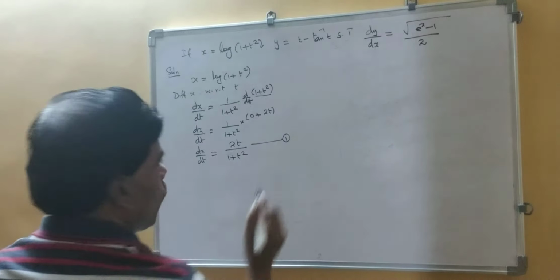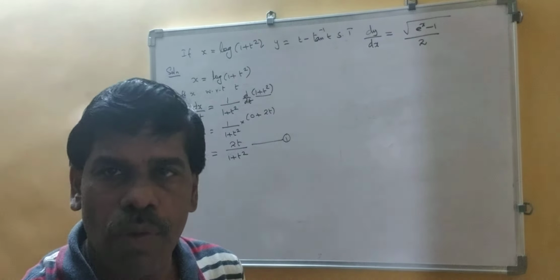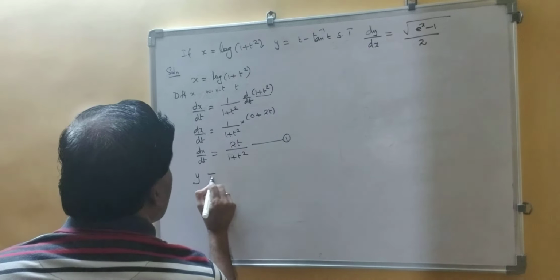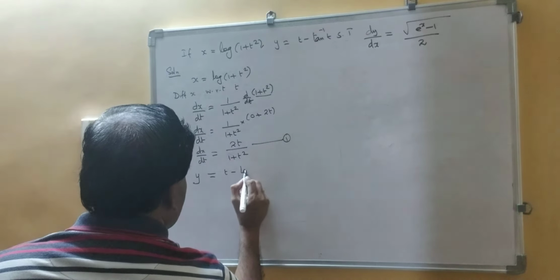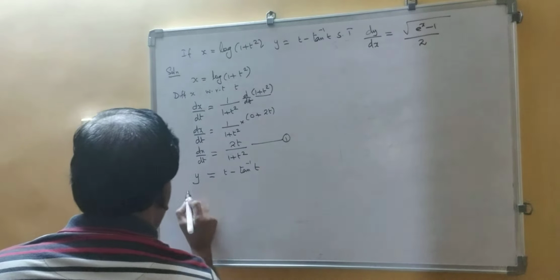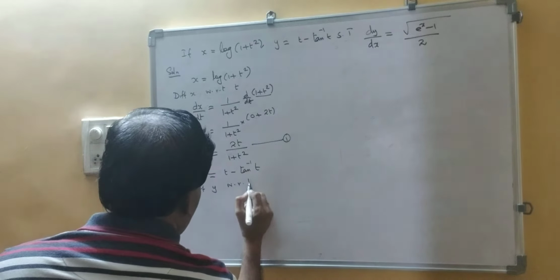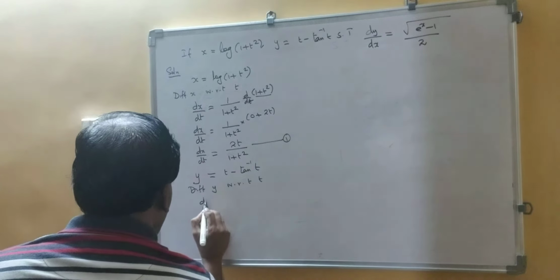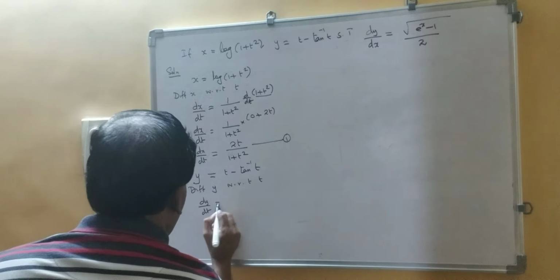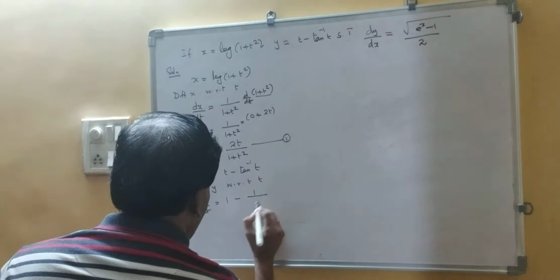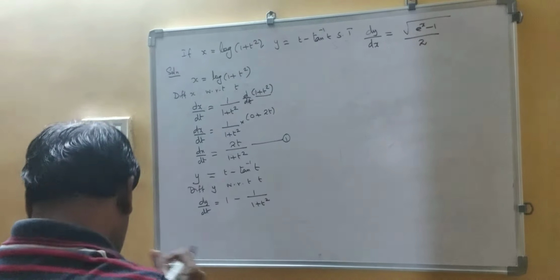You got it. Okay. Now similarly, what we have to do? We have to differentiate y also. y = t − tan⁻¹t. Differentiating y with respect to t, dy/dt = what is the derivative of t with respect to t? 1 minus 1 upon (1 + t²).